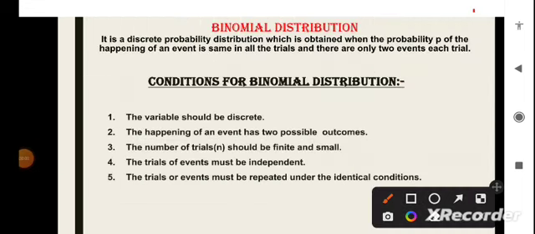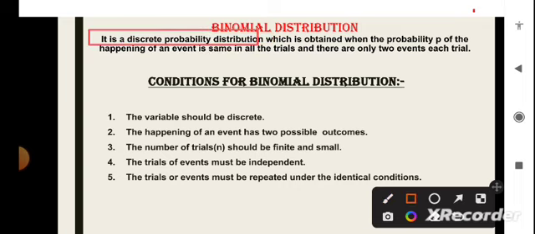Second important statistical distribution is binomial distribution, which can be approximated by the normal distribution. Binomial distribution is a discrete probability distribution which is obtained when the probability of an event is the same in all the trials and there are only two possible outcomes of each trial.